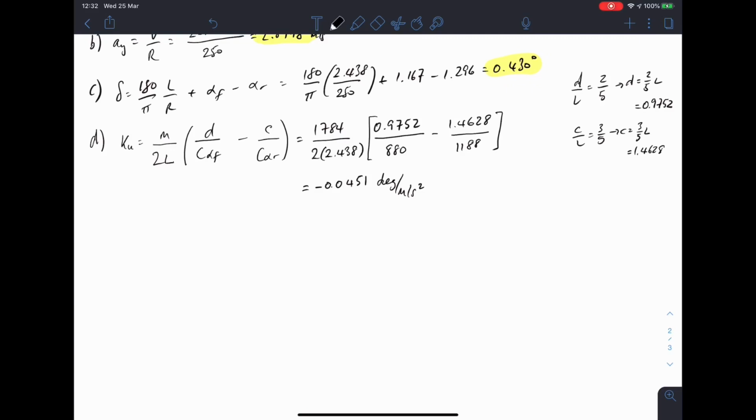Part E asks for the steer characteristic, and this is straightforward. Because alpha f is smaller than alpha r, this indicates that the car is oversteering.